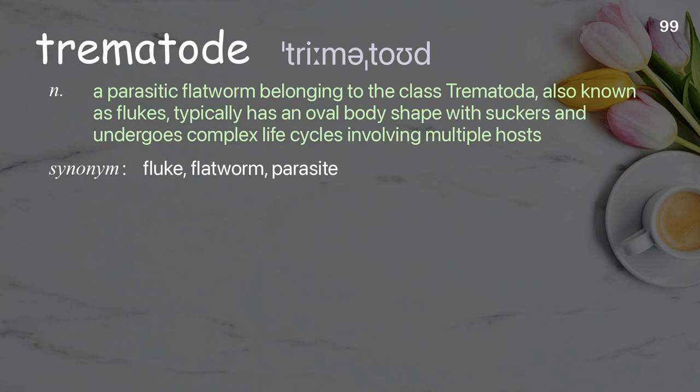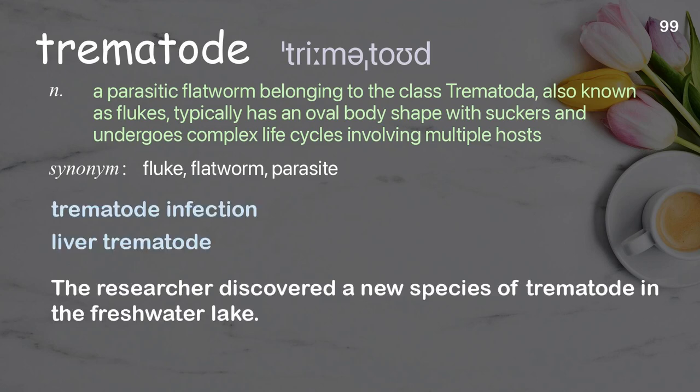Trematode. A parasitic flatworm belonging to the class Trematoda, also known as flukes, typically has an oval body shape with suckers and undergoes complex life cycles involving multiple hosts. Examples. Trematode infection. Liver trematode. The researcher discovered a new species of trematode in the freshwater lake.